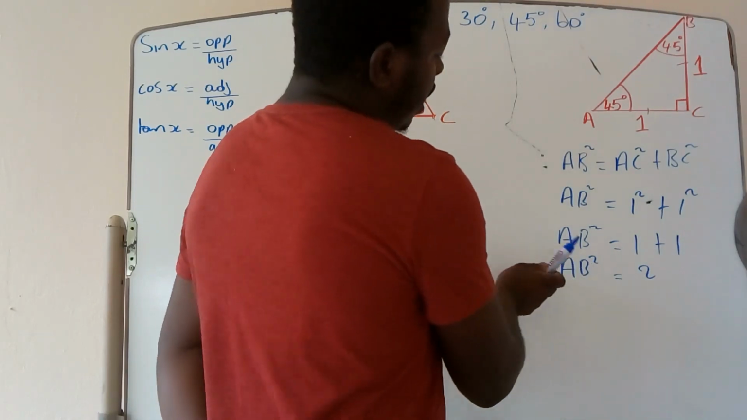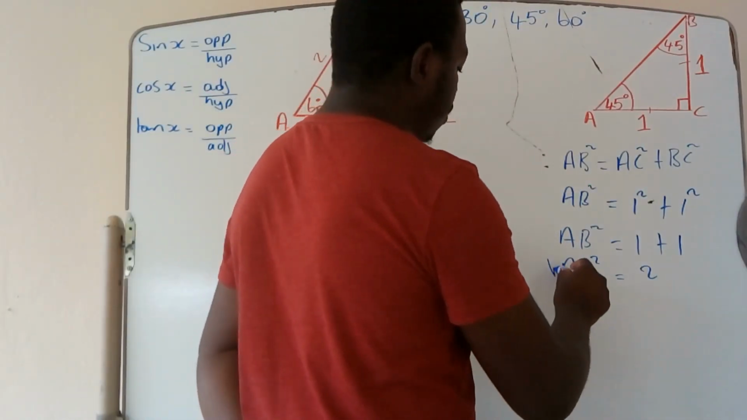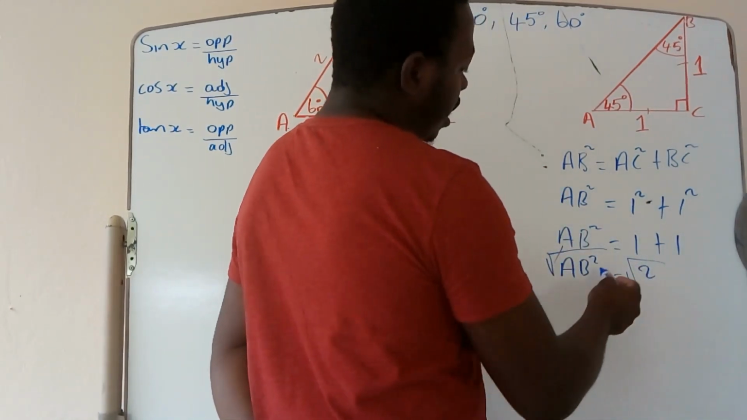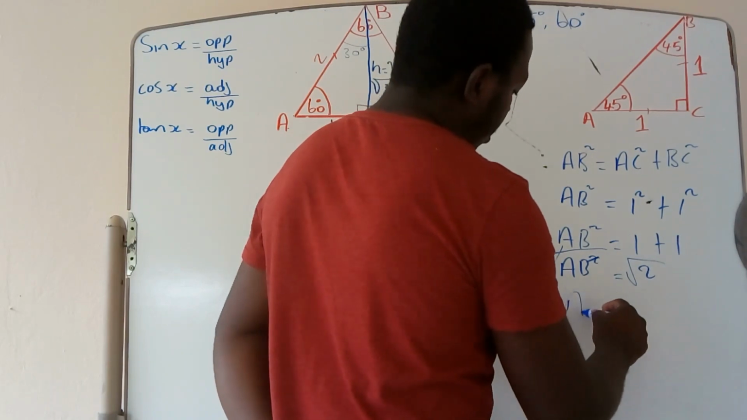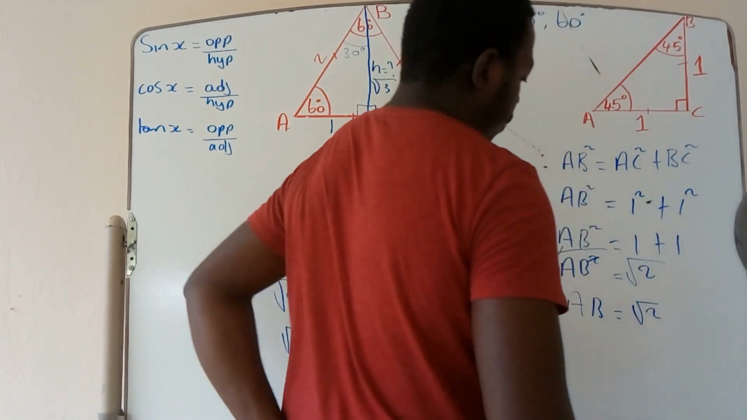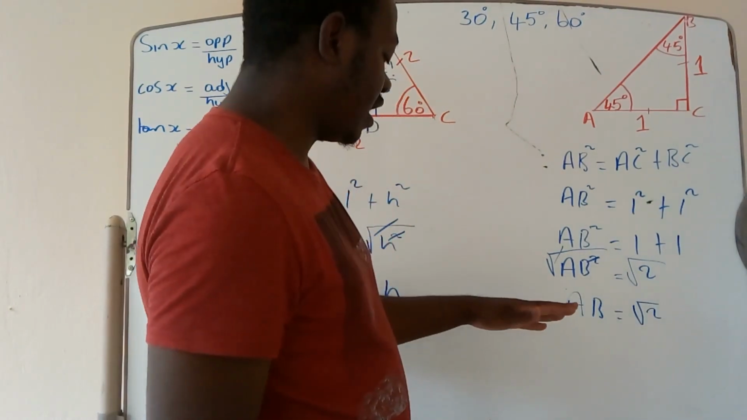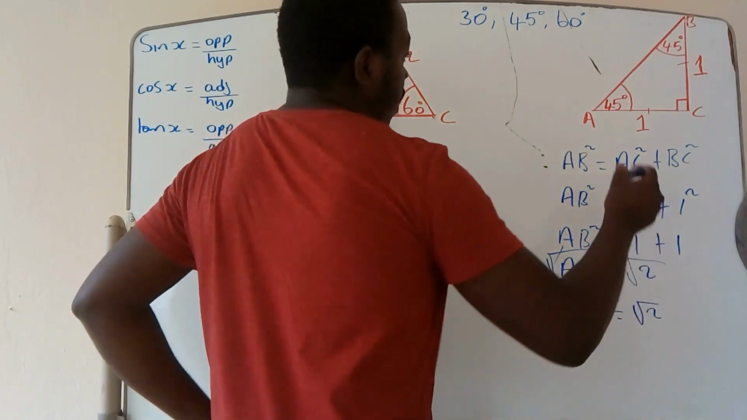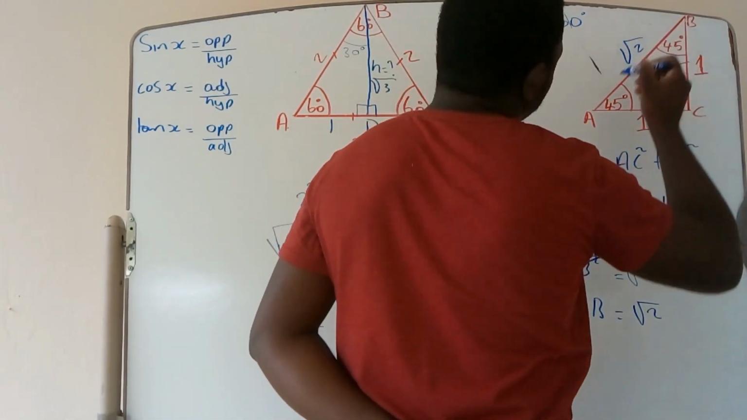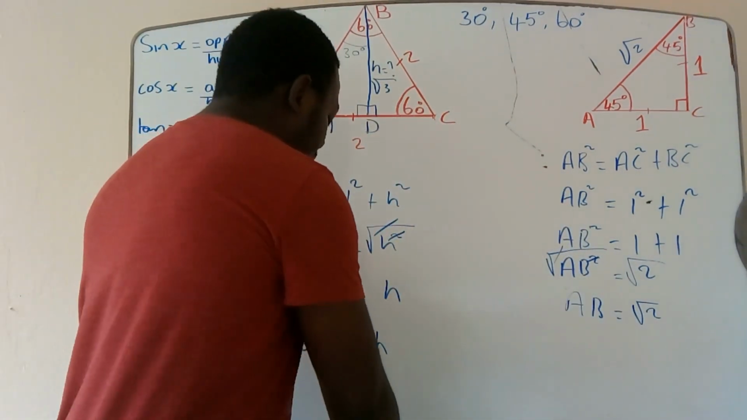Now, if I want to find what AB is, all I need to do is to square root both sides. So if I square root this side, and I take the square root of this side, this square root cancels out this 2. So AB is just equal to root 2. Right? And I will just leave my answer here because I want my answer in surd form. So therefore, AB is root 2, right? And that is what we know. Alright.